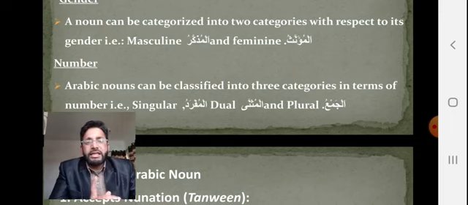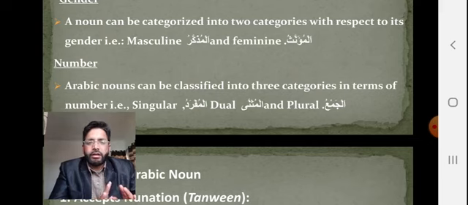So suppose if I say kitabun, its dual is kitaban. I added alif and noon and it became dual. This is not the case in English. Two books, we just add s, it becomes plural. So more than one is plural in English. More than one is plural in Urdu as well. We call it jama. But in Arabic, more than one is two, but more than two is a plural. Not more than one, but more than two. For two, there is a separate ruling.